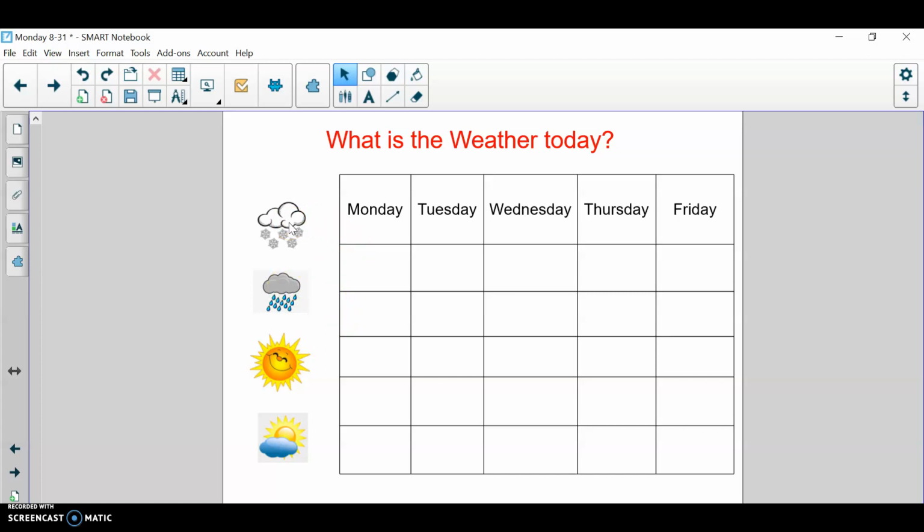Go on ahead in your weather chart that you've been keeping, or in your assignments, or on a piece of paper, or your whiteboard. Tell me what kind of weather we have today. Take a picture of it and put it in CTLS Learn.